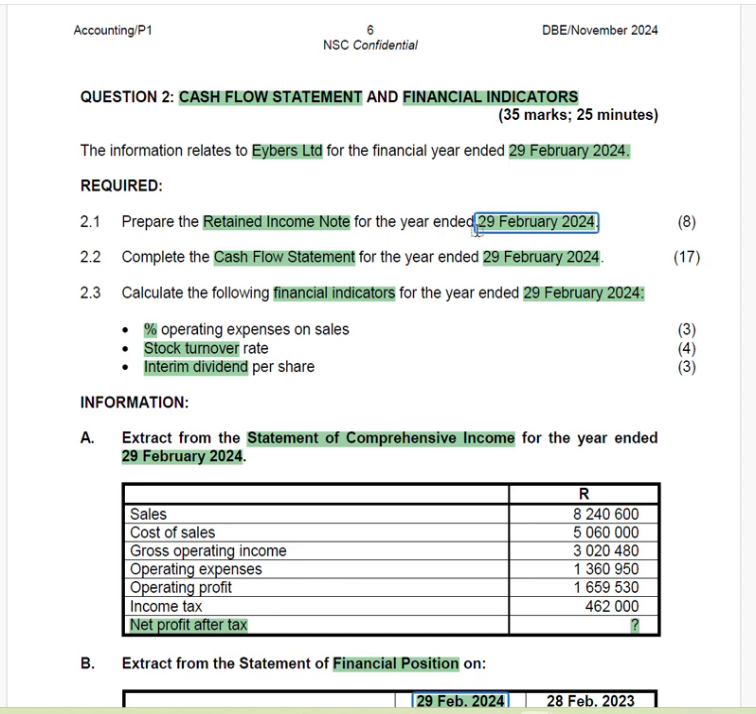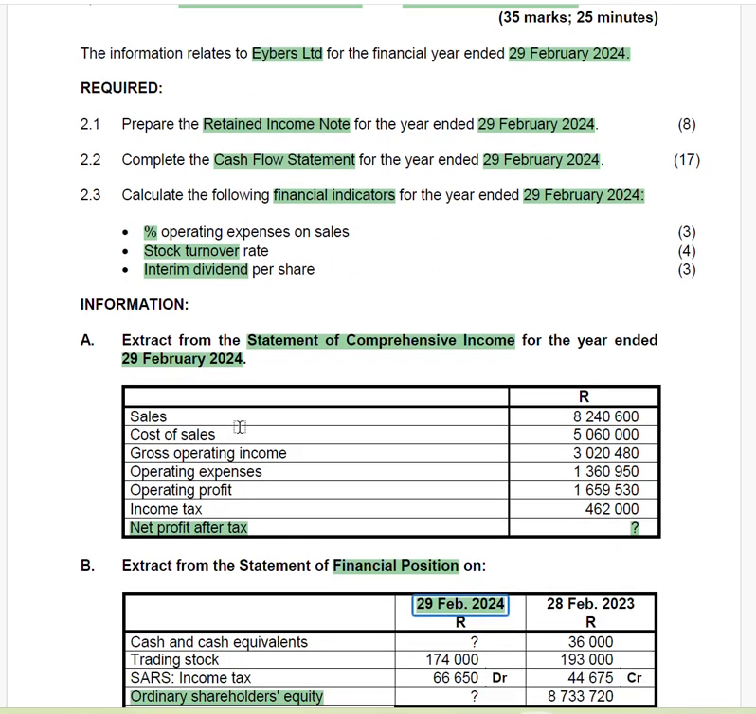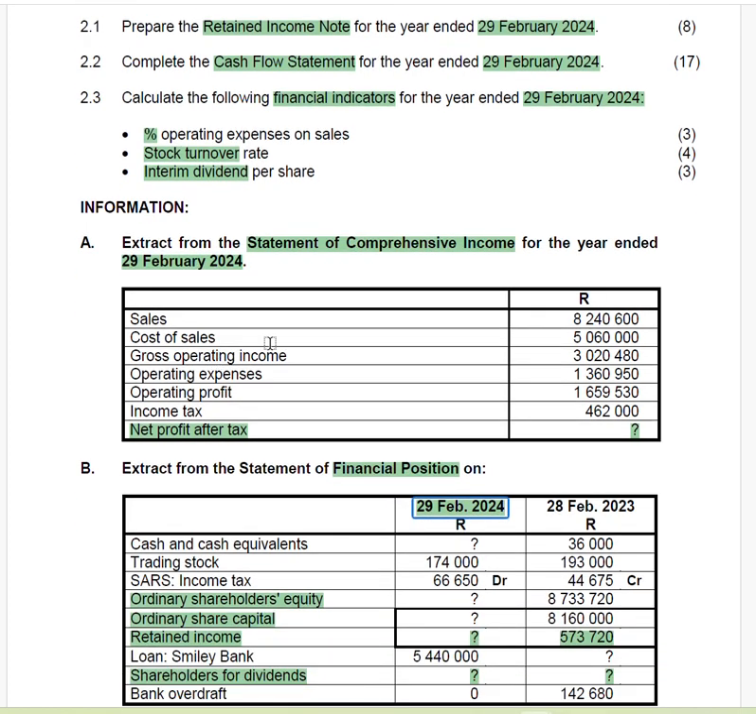We now know that the year end of this company is 29 February 2024. Now, what are we provided in this extract? We are provided an extract of the Statement of Comprehensive Income for the year ended 29 February 2024. Looking at all the information we have been provided, the only information that we're going to need for the retained income note is your net profit after tax.